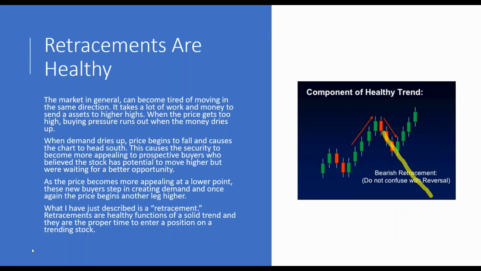Because remember, retracements are healthy. A market in general can become tired of moving in the same direction. It takes a lot of work and money to send assets to higher highs. When the price gets too high, buying pressure runs out when the money dries up. When demand dries up, price begins to fall and causes the chart to head south. This causes the security to become more appealing to prospective buyers who believe that the stock or the asset has the potential to move higher.